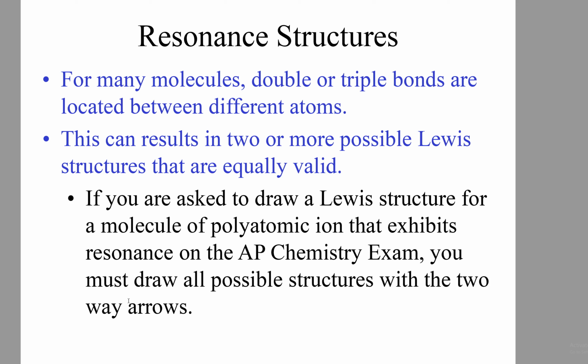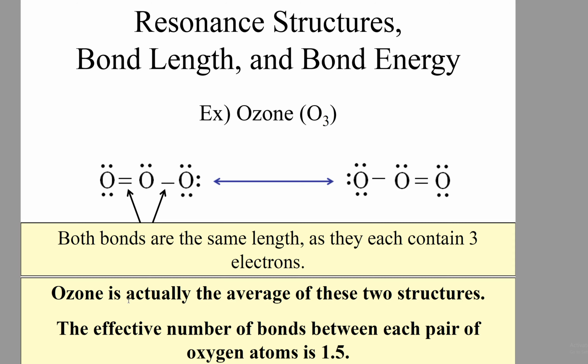And so for the AP Chem test, you're going to have to figure out how to draw the Lewis dot structures for a lot of the polyatomic ions. You're going to have to draw all the possible structures with the two-way arrows for those. So here's an example where you're going to have to take a look at the resonance structures with bond length and bond energy.